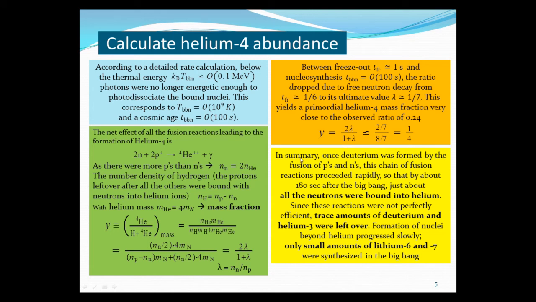In summary, once the deuterium was formed by fusion of proton and neutron, this chain of fusion reactions proceeded rapidly. So by about 180 to 200 seconds after the Big Bang, just about all the neutrons were bound into helium. Since this reaction was not perfectly efficient, there are still traces of deuterium and helium-3 left over. Formation of nuclei beyond helium progressed slowly, because only a small number of lithium-6 and 7 were synthesized in the Big Bang.